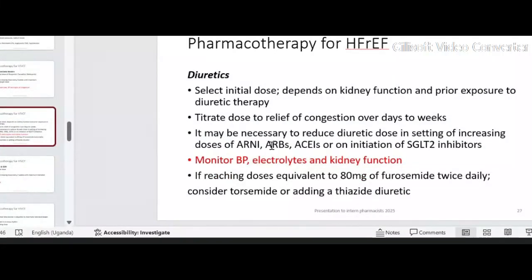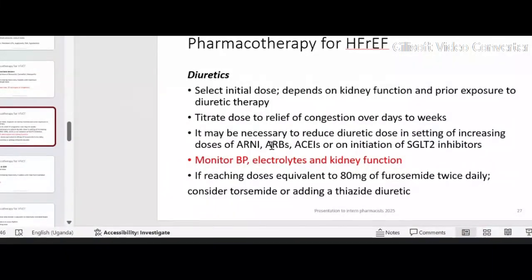Okay? Diuretics. Now here, these drugs starting from here don't have mortality benefit. These ones are for symptom relief. Okay, we give them to drain the patient of the fluid that is causing them to be congested. And then what's important is to monitor blood pressure for this patient, monitor electrolytes, monitor kidney function.